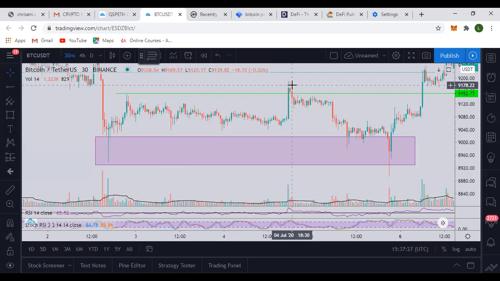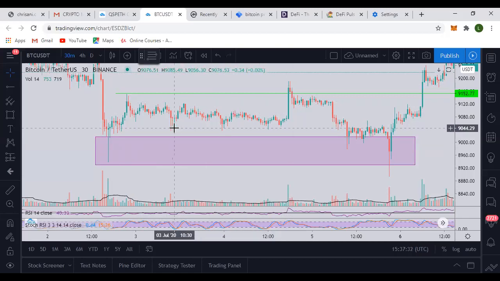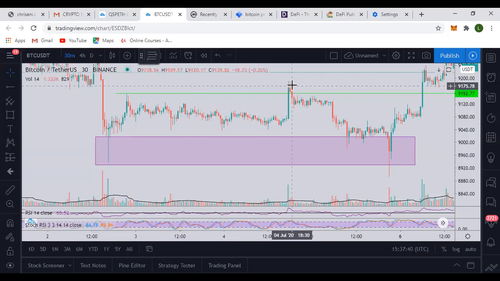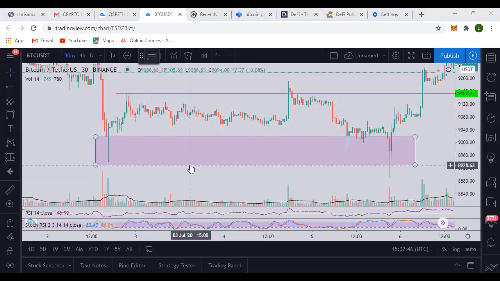That's just the use of support and resistance. So you buy at the support and you sell at the resistance. In futures trading or in forex, they call it long and short. So you long at the support and then you short at the resistance. That's just how it is.